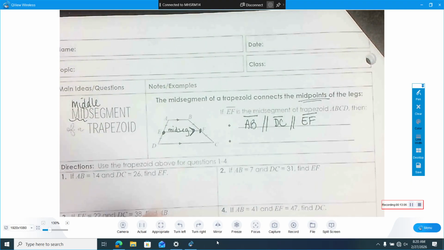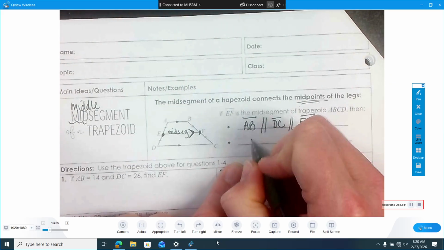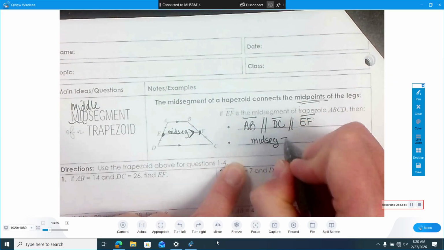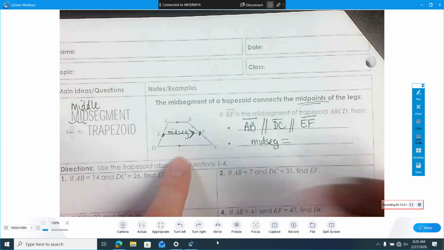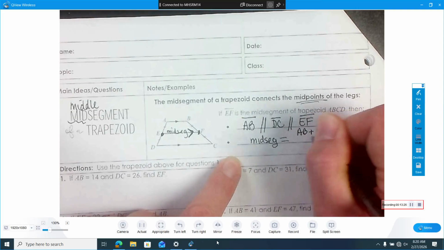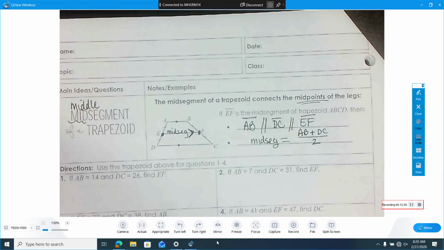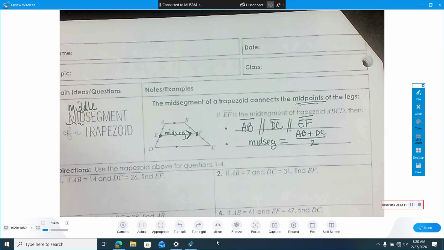And it turns out that the length of our mid-segment is the average of the top and the bottom. So it's AB plus DC divided by 2. It's an average length. So we can add the top and the bottom and divide by 2, and it is half the length of the sum of the two bases, the top and the bottom.